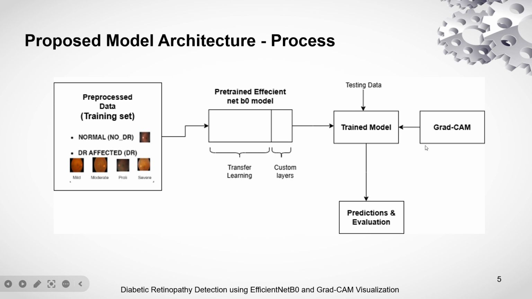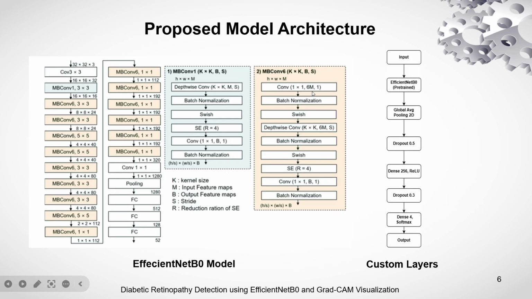Here I'm using Grad-CAM. What Grad-CAM does is it tells what pixels are responsible for my model's prediction. For example, I'm taking an image from the severe class and giving it to my model, and my model is predicting that it is a severe class image. So Grad-CAM will tell what pixels are responsible for my model to predict that this image belongs to the severe class. That's what Grad-CAM does. It shows it by using a heat map. So this is the proposed model architecture.